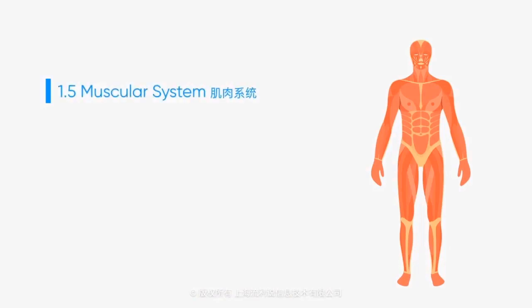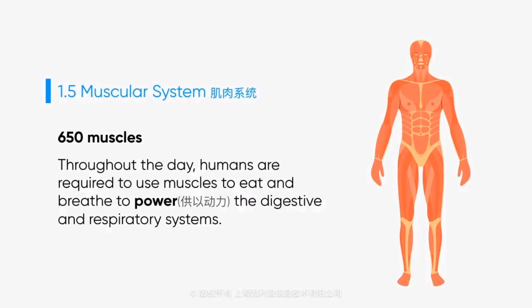One system in the body with many different parts is the muscular system. It includes over 650 muscles in your body, which work together to move as a single unit. Throughout the day, humans are required to use muscles to eat and breathe, to power the digestive and respiratory systems.